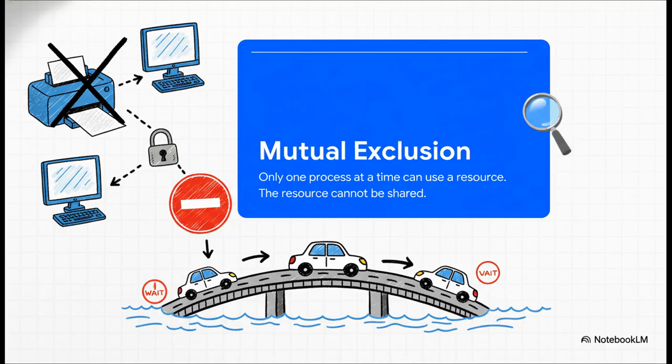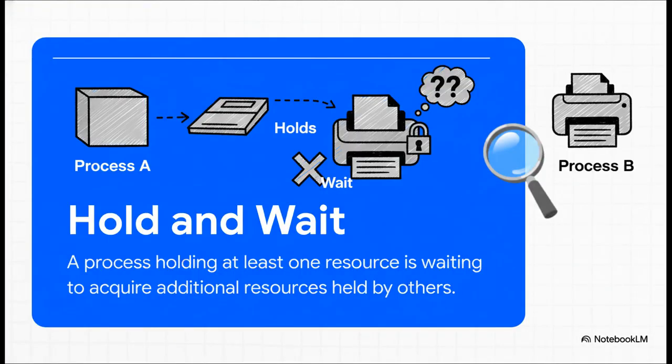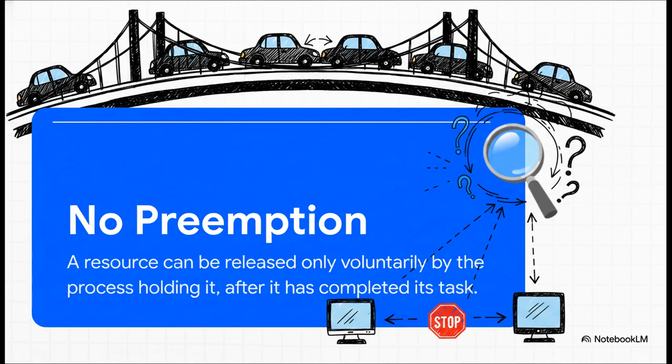You can't share it. This is a super fundamental rule for a lot of computer hardware. Makes sense, right? All right, ingredient number 2 is hold and wait. This is when a program is already holding on to at least one thing, like our process A holding the scanner, while it asks for another resource that's currently being used. It's basically saying, I'm not letting go of what I have, but I need what you have. Third, and this is a big one, we have no preemption. What this means is the operating system can't just jump in and forcibly snatch a resource away from a process. The program has to give it up on its own, voluntarily, usually when it's totally done with its job. You can't just tell a car on the bridge, hey you, back up now. It doesn't work that way.